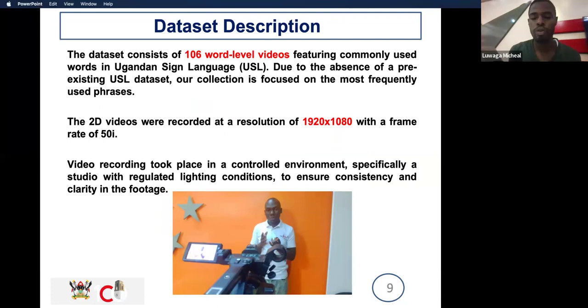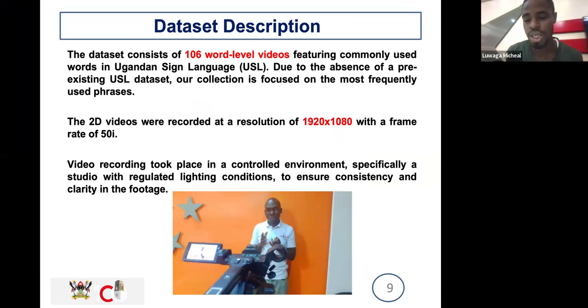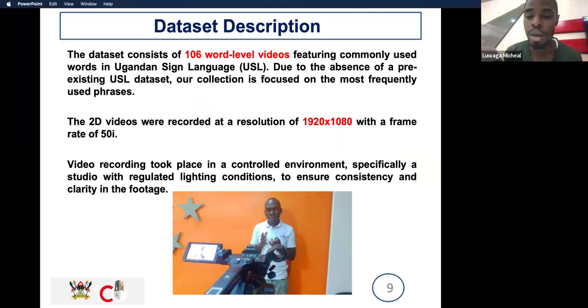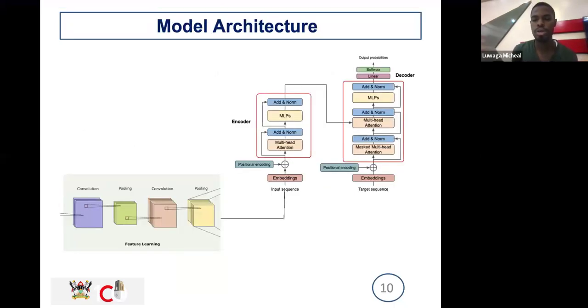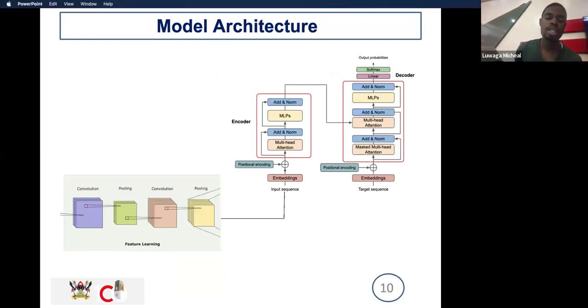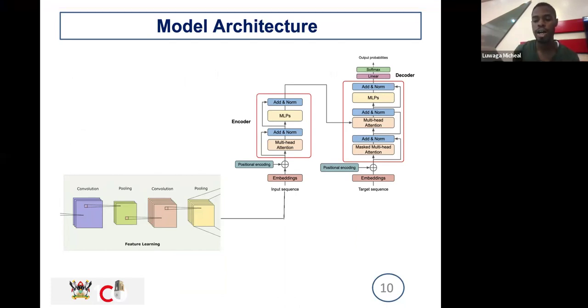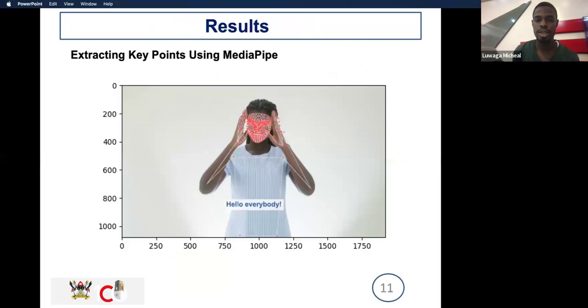We did a controlled environment because we wanted to eliminate noise and disturbances in the background in order to extract our key points well. So this is the model architecture that we deployed. We collected our features, we extracted our features, and then we fed them to the attention mechanism, the transformer mechanism, that was able to train and predict the text outcome.